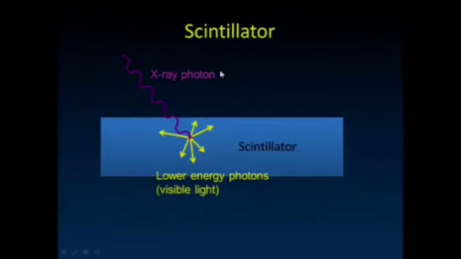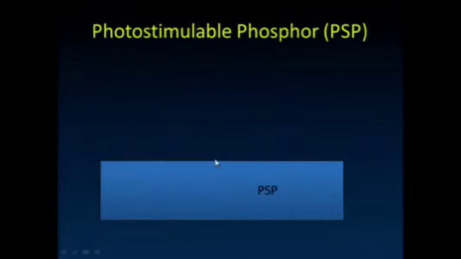So let's look at that a little bit. Scintillators, we're going to see a lot about scintillators in nuclear medicine, right? X-ray photon comes in, as soon as it interacts in the scintillator, it converts that high energy X-ray photon energy into multiple visible light photons. Very similar to the screens, right? Screens are made out of a scintillator material that I talked about.